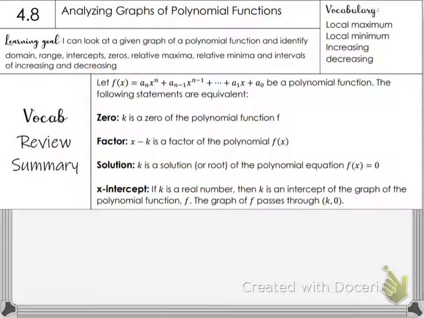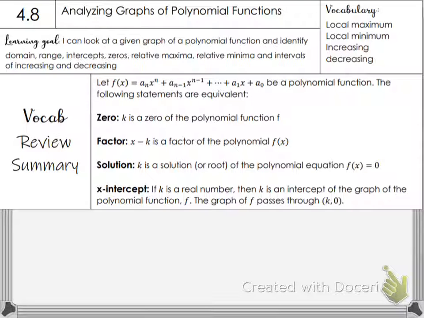Okay? So, today we're talking about 4.8, analyzing graphs of polynomial functions. So we got some vocabulary words over to the right: local maximum, local minimum, increasing, decreasing. We'll learn what those things are today.